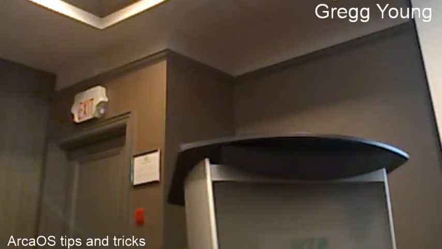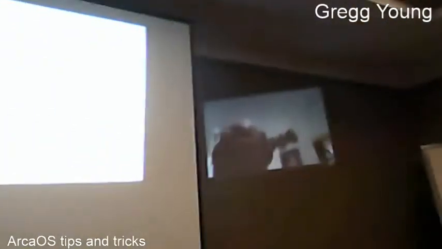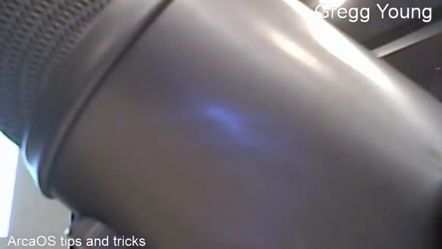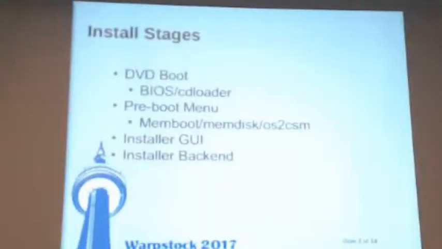Okay. Basically, the way I view it, the installer has sort of 4 stages. This is slide 2. Got DVD boot, pre-install menu, or the pre-boot menu, the installer GUI, which is what everybody sees, and then the installer back end, which is doing its thing while you're looking at the GUI most of the time. The DVD boot is really 2 pieces. It's got BIOS and something we call the CD loader. I'll get into a little more detail on that later.